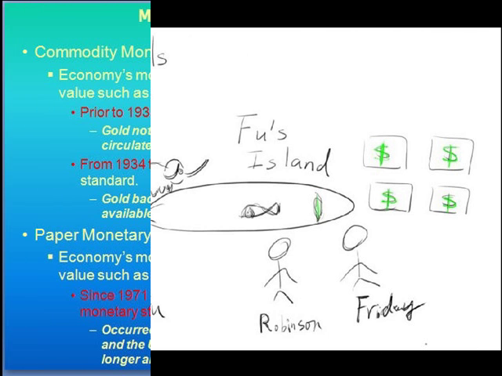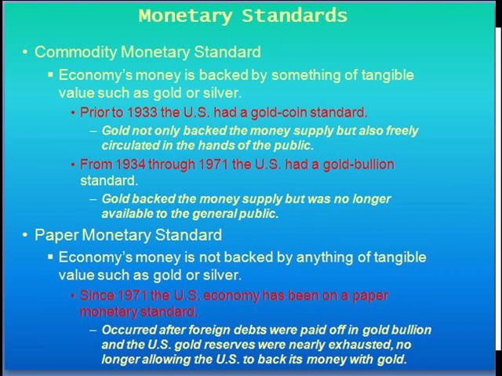Then I talk about what is money standard. Before 1933, the United States had a gold coin standard, which is your $1 can go to the bank and change for a gold coin. But after 1933, we changed to gold bullion standard.